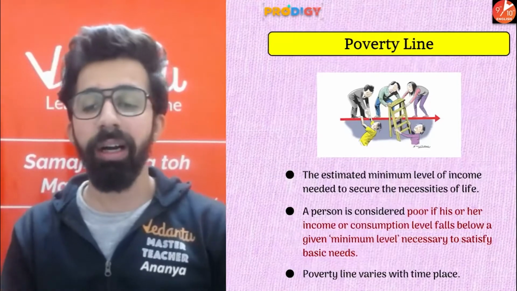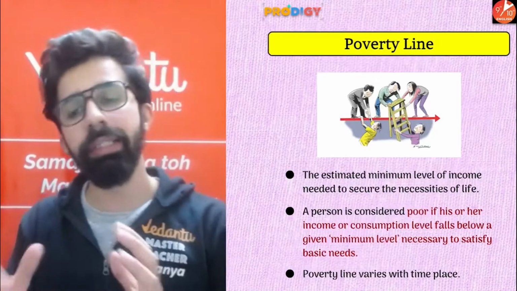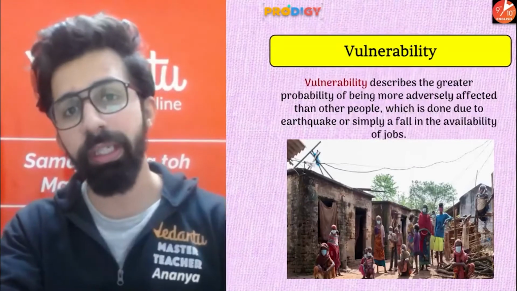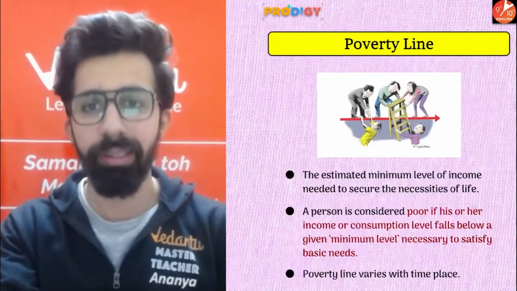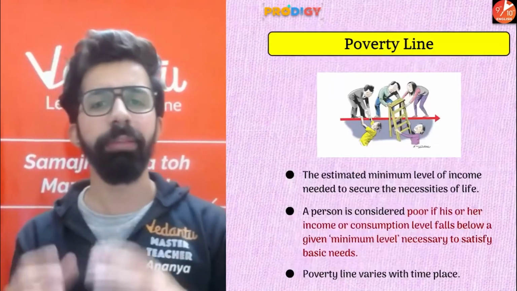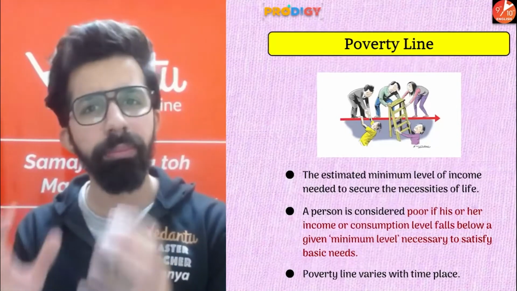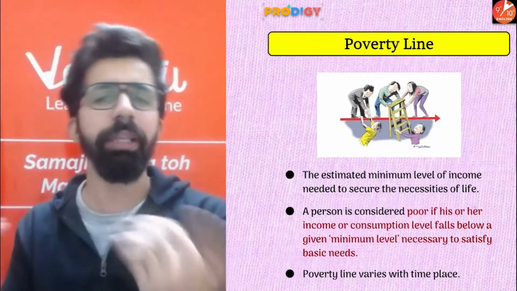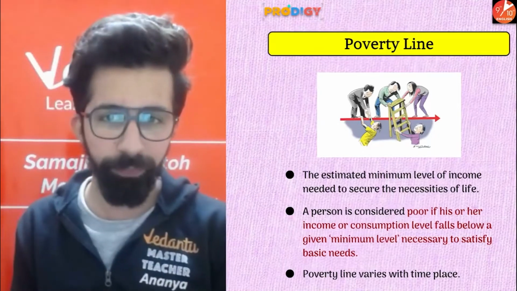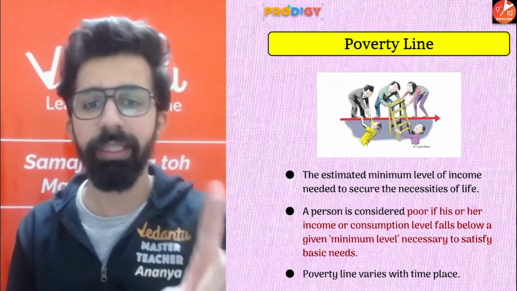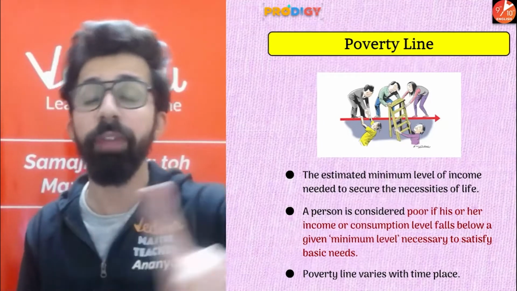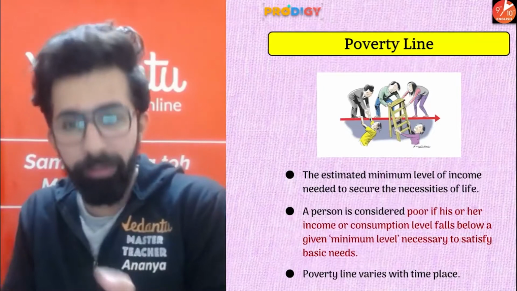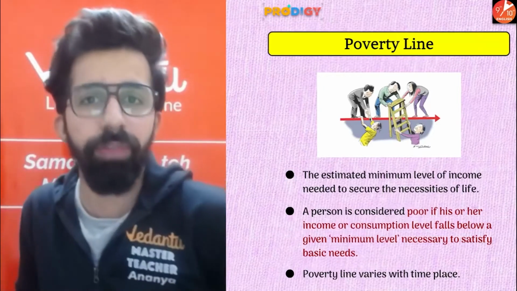Right? So, guys, social exclusion and vulnerability. This is poverty which is seen by the social scientist. Now, guys, let's understand basically who all come under poverty or below the poverty line. There is an imaginary line which is known as the poverty line. This poverty line is basically the estimated minimum level of income needed to secure the necessities of life.